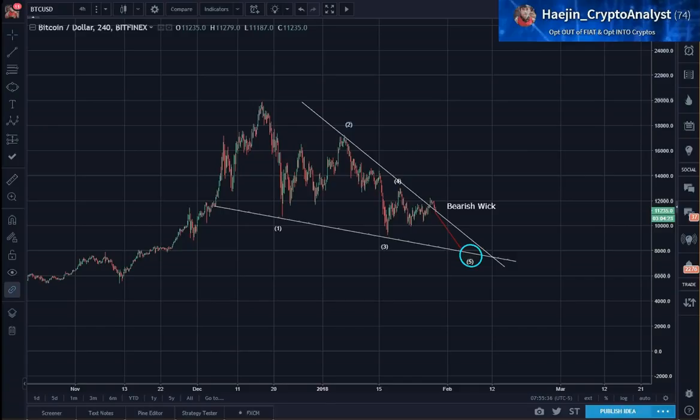Okay, I hope this has been helpful. I will continue to do my utmost to provide as much insight into the direction and the range of probable bottom of this correction as much as possible. Thank you and have a great day.